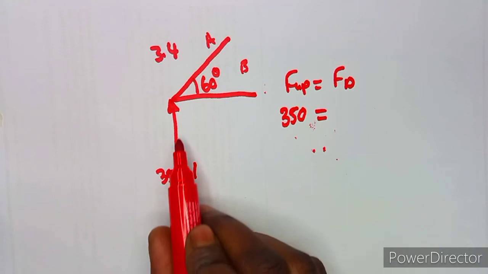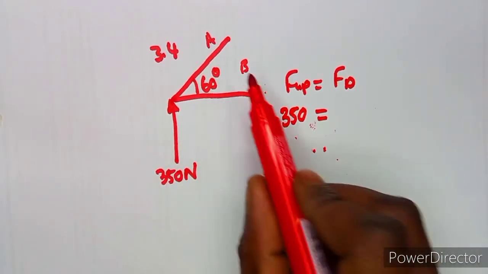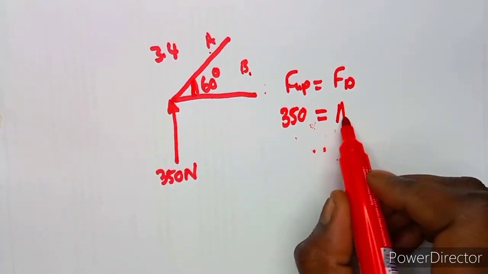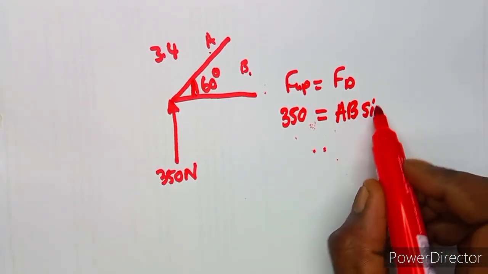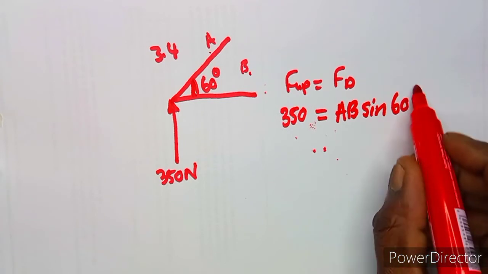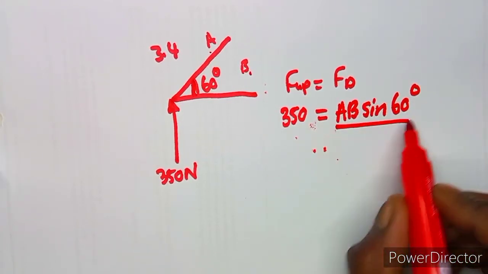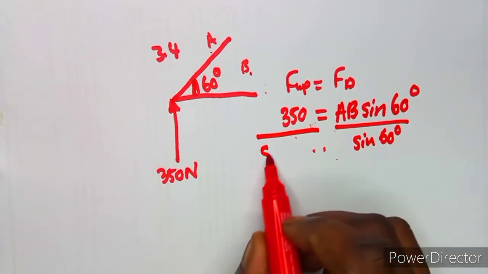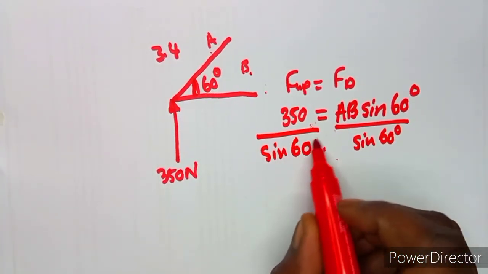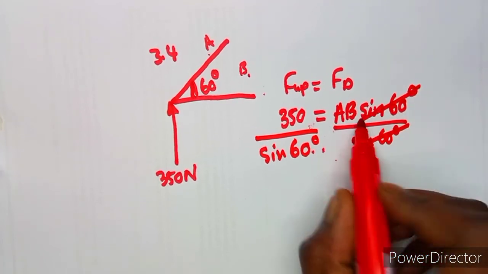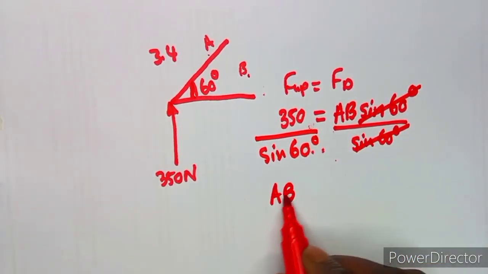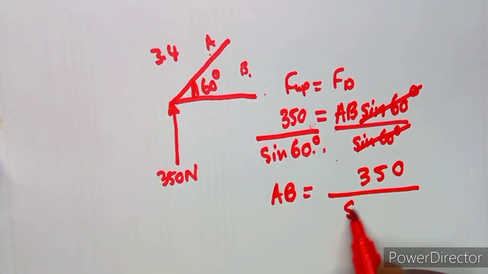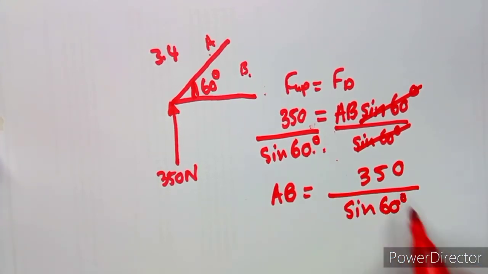so always when you are working with a vertical component you use sine. So it's going to be AB sine this angle. So it's AB sine 60 degrees like this. So to find AB, definitely you have to divide by sine 60 degrees. Sine 60 degrees like this. So this is going to cancel each other. So AB is equal to 350 over sine 60 degrees like this.